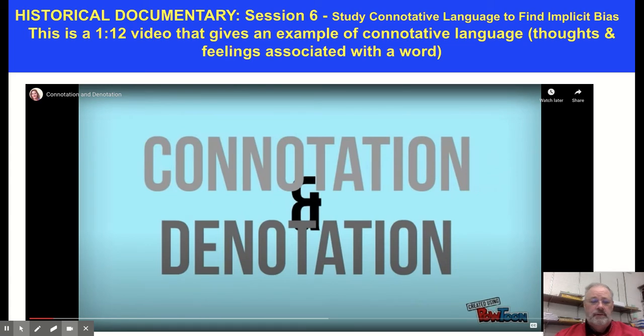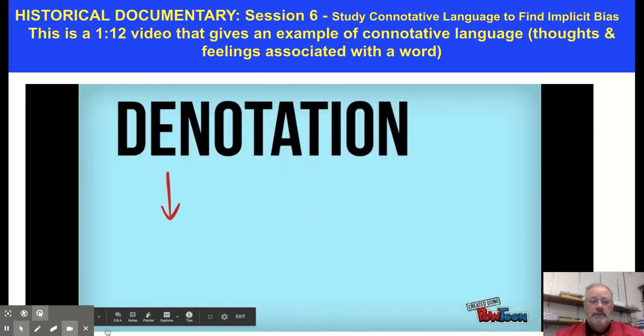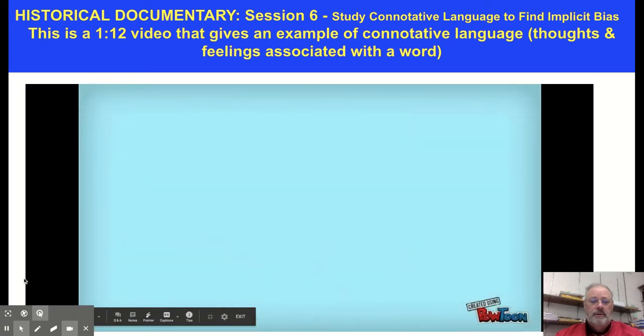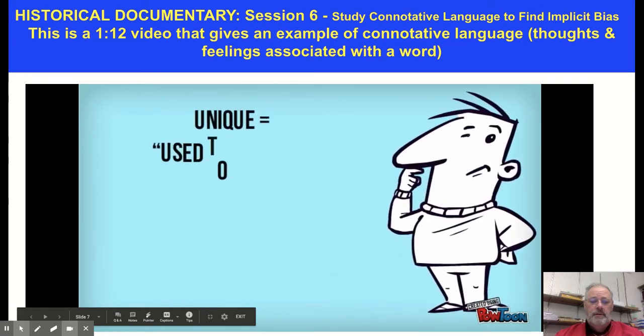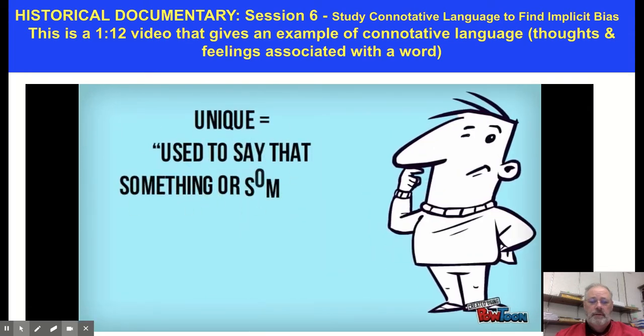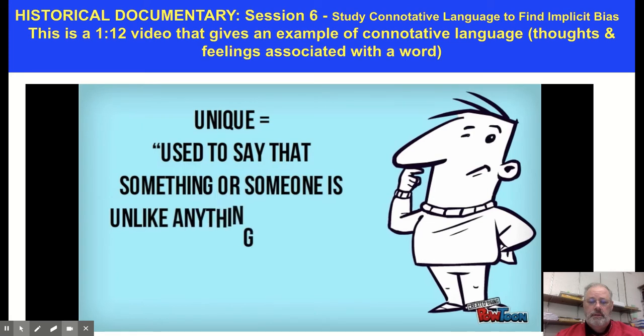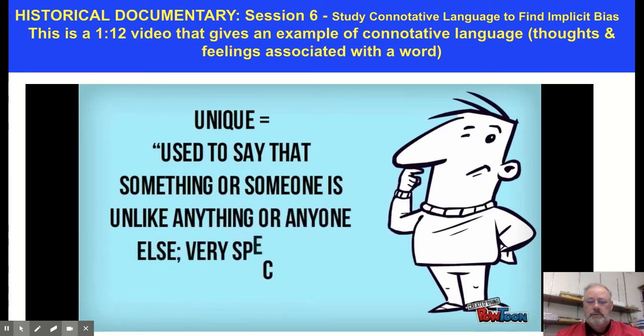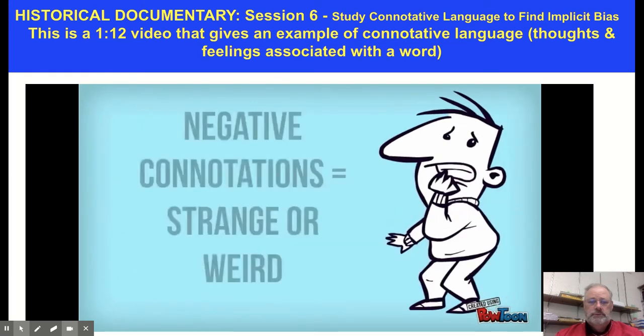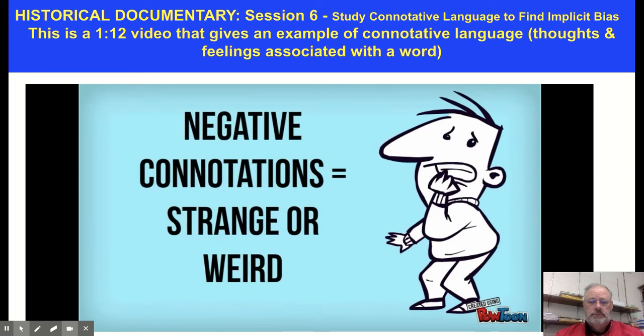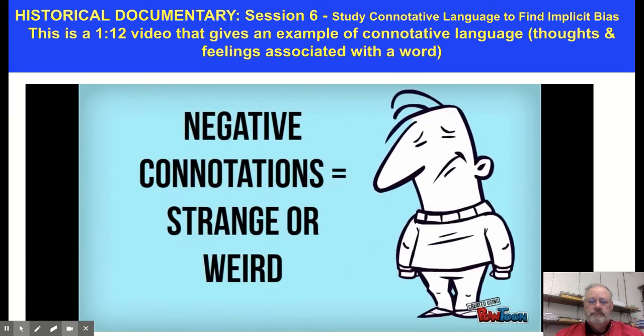Connotation and denotation. Denotation is the literal meaning of a word. For instance, the Webster Dictionary definition for the term unique is a word that is used to say that something or someone is unlike anything or anyone else, very special or unusual. But the word unique can have connotations attached to it. Connotations are the feelings or emotions attached to words. To some, unique can have the connotations such as strange or weird attached to it.